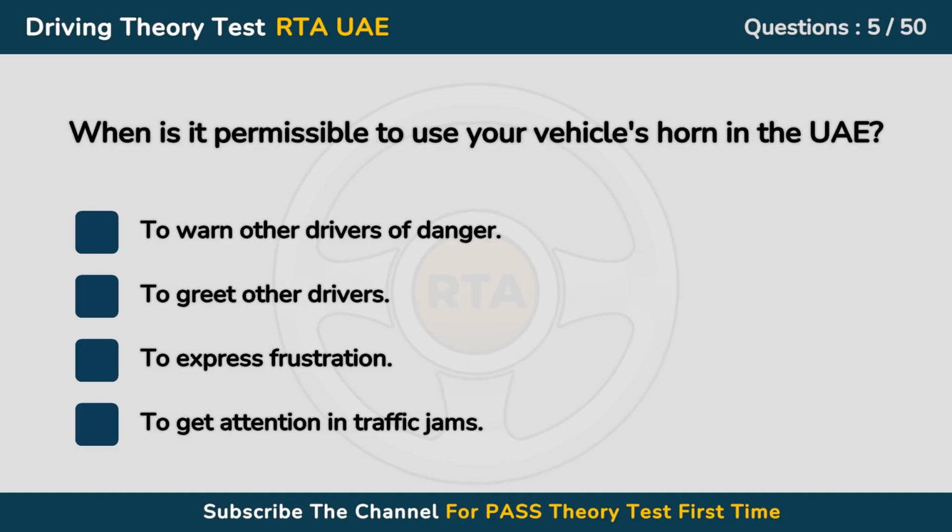Question 5. When is it permissible to use your vehicle's horn in the UAE? A. To warn other drivers of danger. B. To greet other drivers. C. To express frustration. D. To get attention in traffic jams.